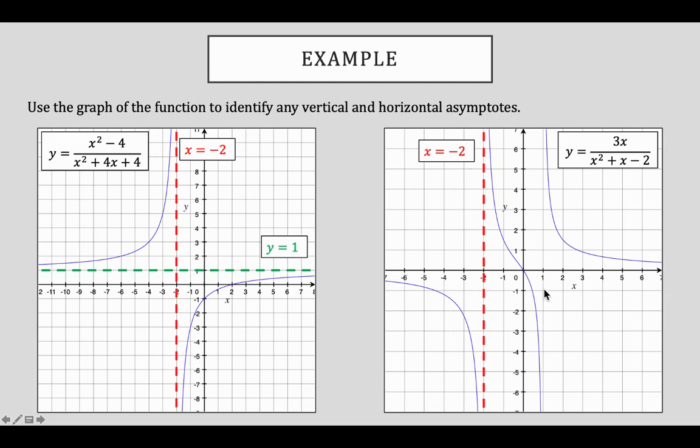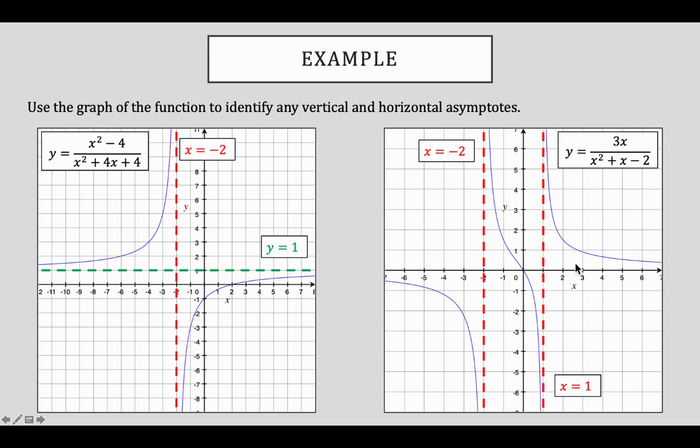Similarly, here at x equals 1, as my x values approach 1 from the left, the y values go down to negative infinity. As my x values approach 1 from the right, the y values go up to positive infinity. Because the function increases and decreases without bound as x approaches 1, we have a vertical asymptote at x equals 1. Again, notice that these are written as equations of vertical lines.